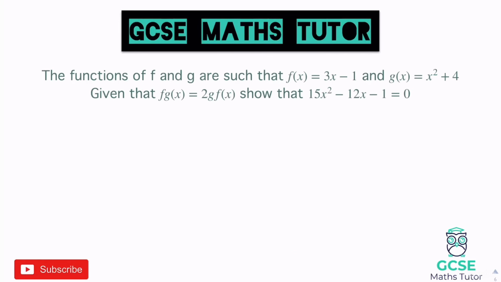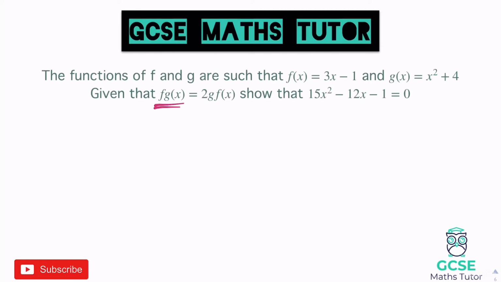Okay, so this question says the functions of f and g are such that f of x is 3x minus 1 and g of x is x squared plus 4. Given that f g x is equal to 2 lots of g of x, show that 15x squared minus 12x minus 1 is equal to 0. So let's have a look. Let's find our expression for f g x to start with.